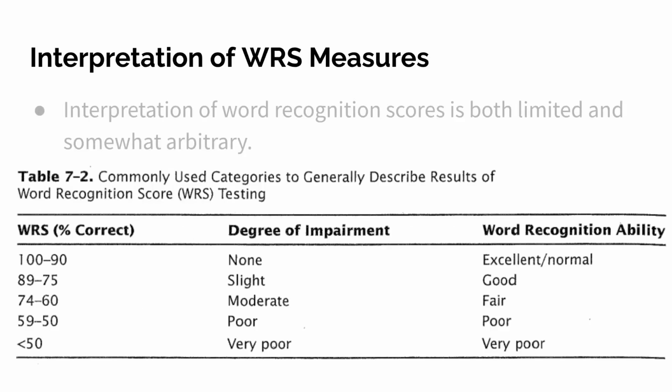Here are commonly used categories that are used to generally describe word recognition test results. If they score between 90 to 100%, that would be excellent. 75 to 89% good. 60 to 74% fair. 50 to 59% poor. Less than 50, very poor. This is totally arbitrary. You'll find different categorizations of this. Don't get too hung up on this.